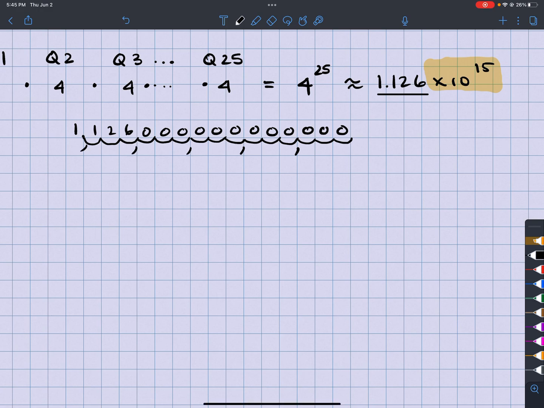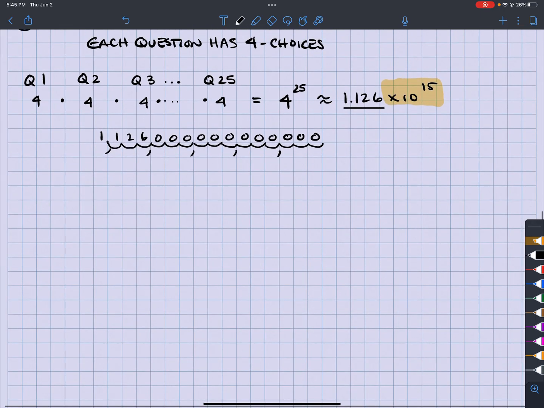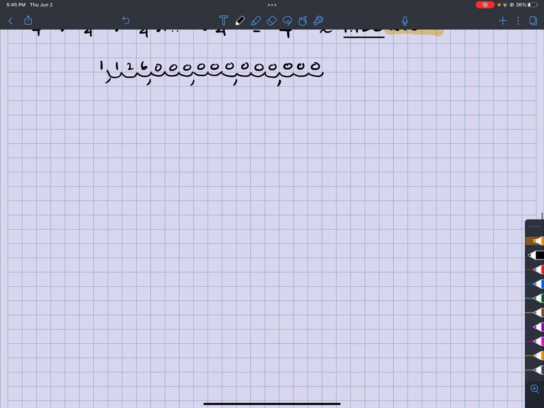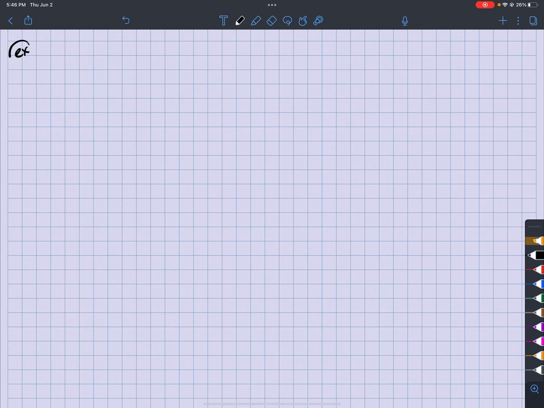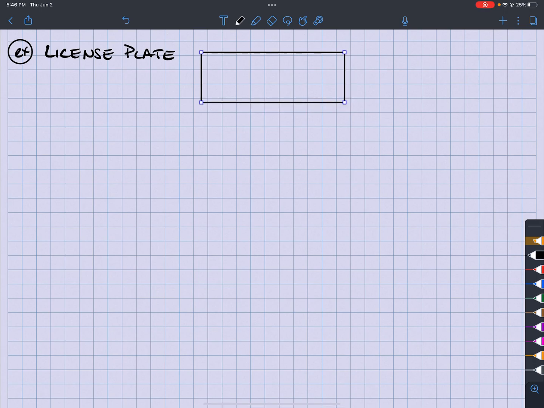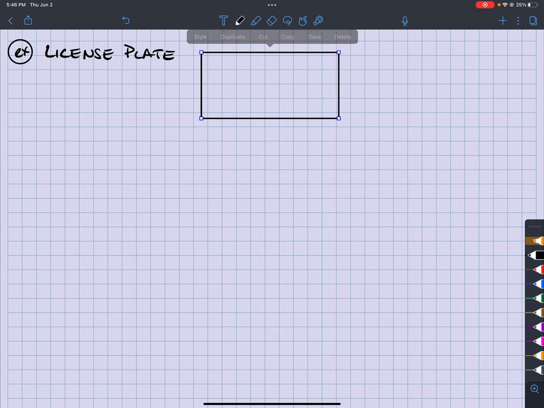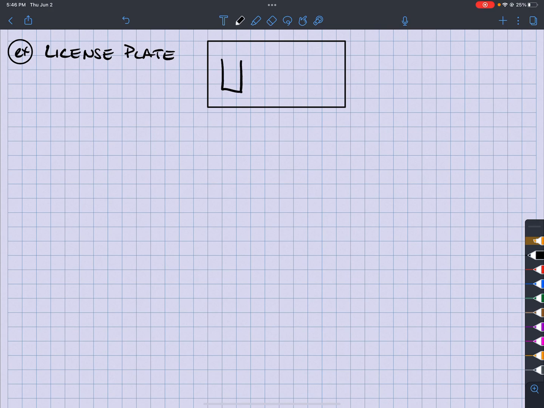All right, so we have a lot of different possibilities, so obviously trying to get the answer key is going to be rough, right? All right, so let's take a look at license plates. I can do a whole lot of different things on license plates. So let's say that I get to have a license plate that can have 6 digits. I mean, 6 different things here.